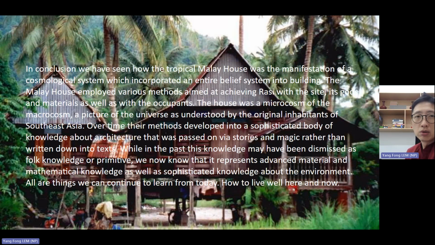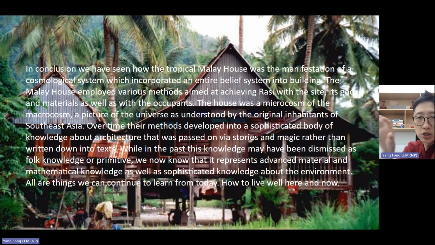So in conclusion, we have seen how the tropical Malay house is a manifestation of a cosmological system which incorporated an entire belief system into the building, the product, and the process. It employed various methods aimed at achieving rasi with the site, its deities and the materials, as well as the occupants. So the house becomes a microcosmos of the macrocosmos. You take a picture of the universe as understood by the inhabitants, and map it onto a house.